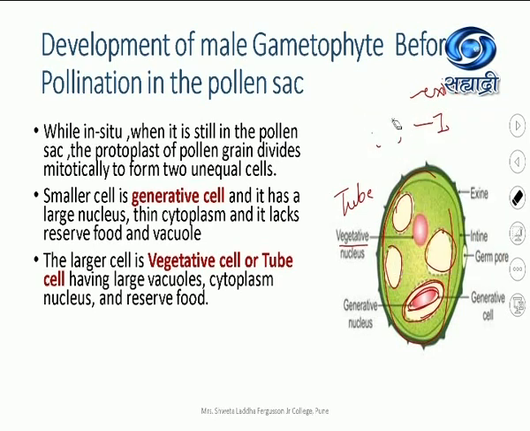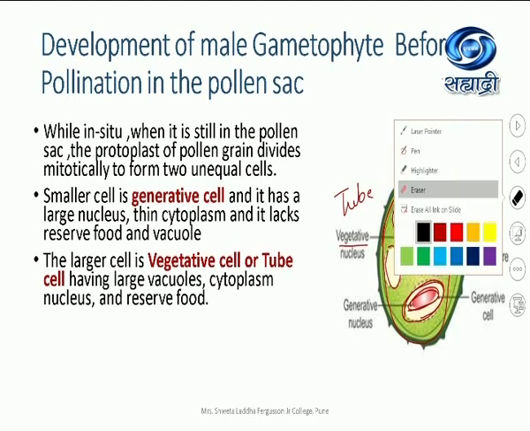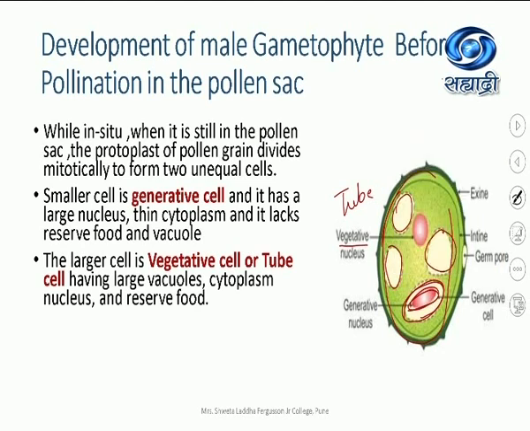I repeat again, if you are not following this diagram, let me draw this diagram again for you so that you understand. So this pollen grain, when it is still in the pollen sac, it undergoes mitotic division and it gives rise to a 2-cell stage. So initially it was uninucleate, exine is there, intine is there, and triporate. What happens to this? Undergoes mitotic division.